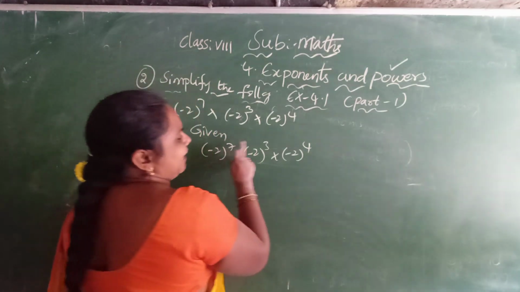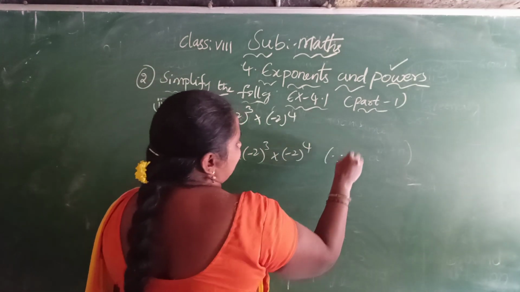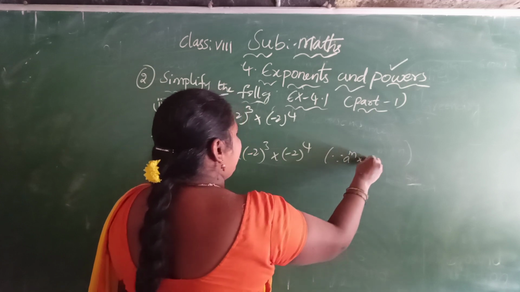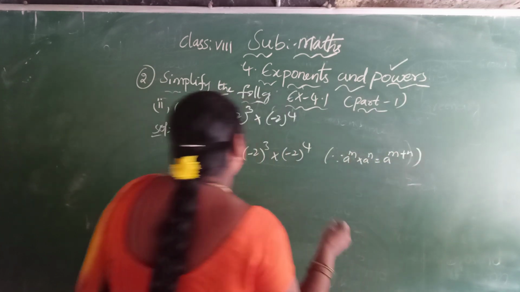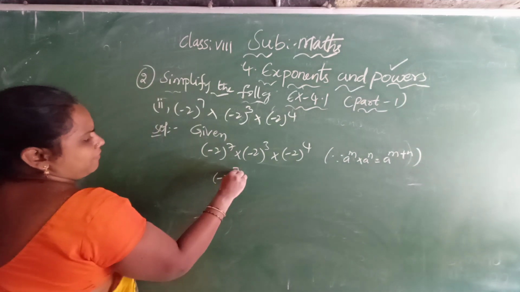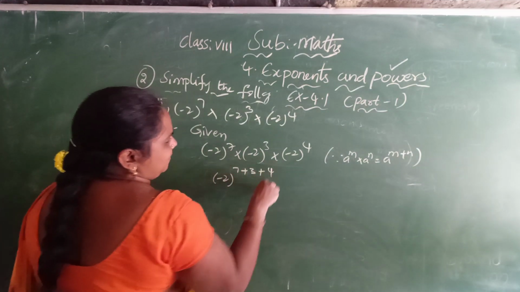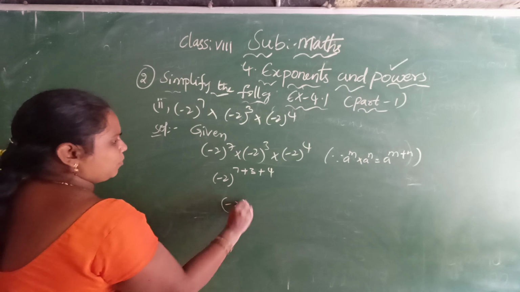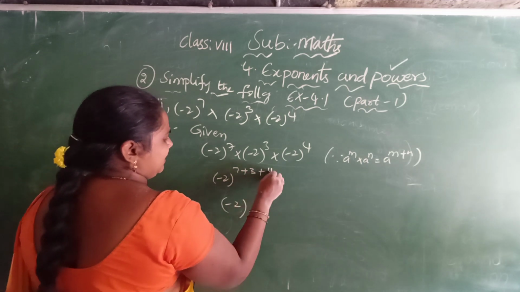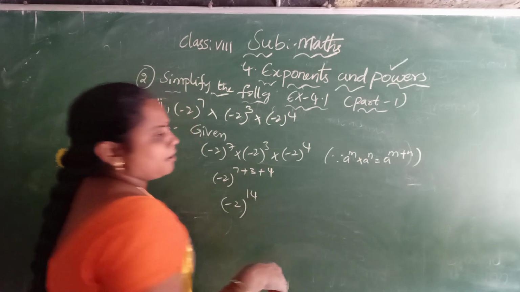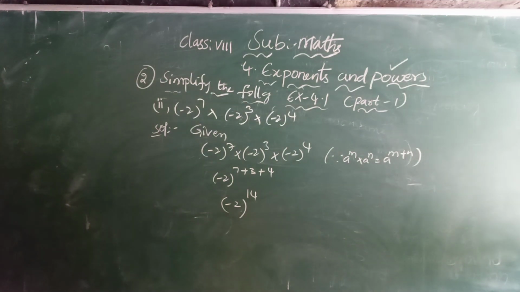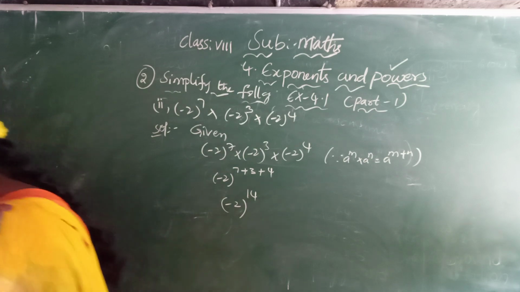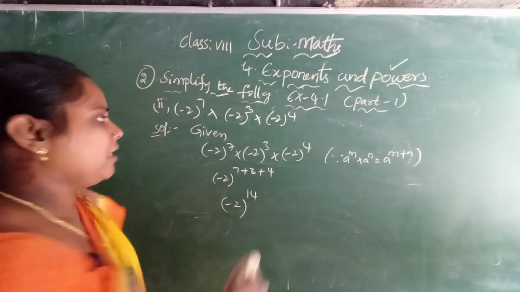We'll add the powers, since it is in the form of a power m into a power n, which is nothing but a power m plus n. That is minus 2 power 7 plus 3 plus 4. 7 plus 3 is 10, 10 plus 4 is 14. Minus 2 power 14 is the answer for the second problem. Third one we'll see.